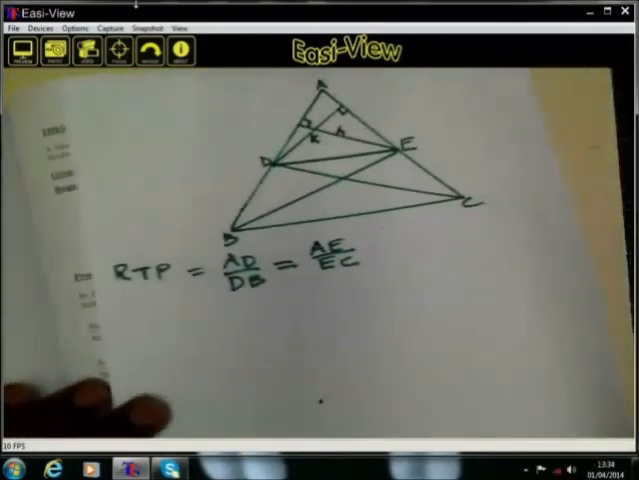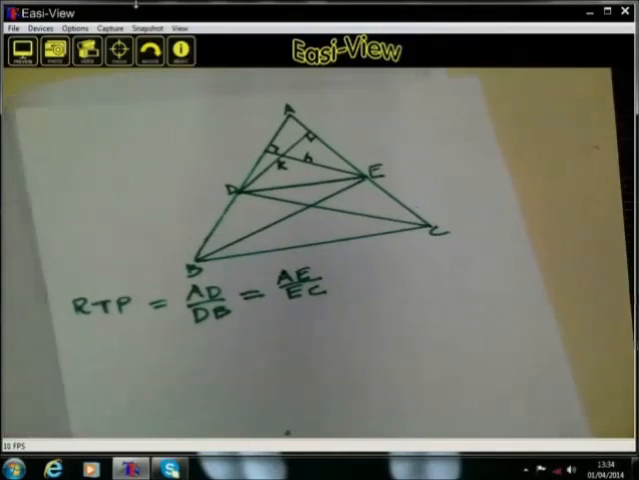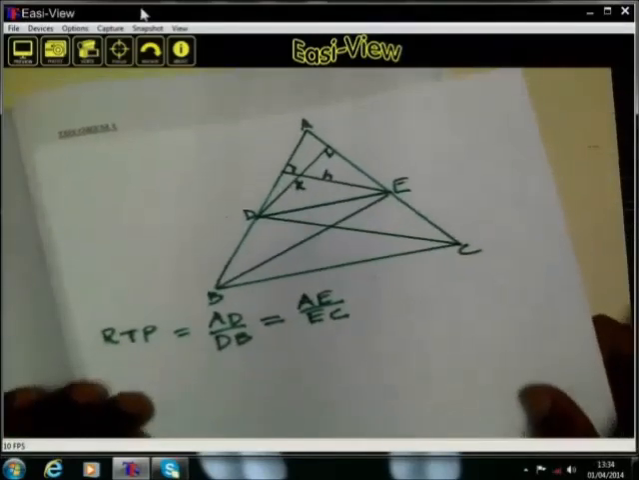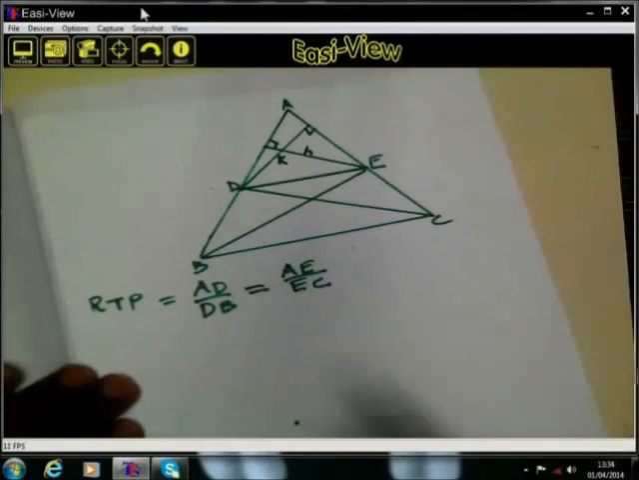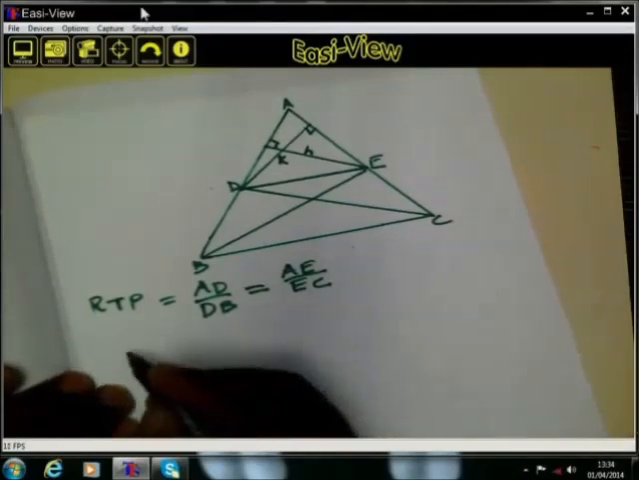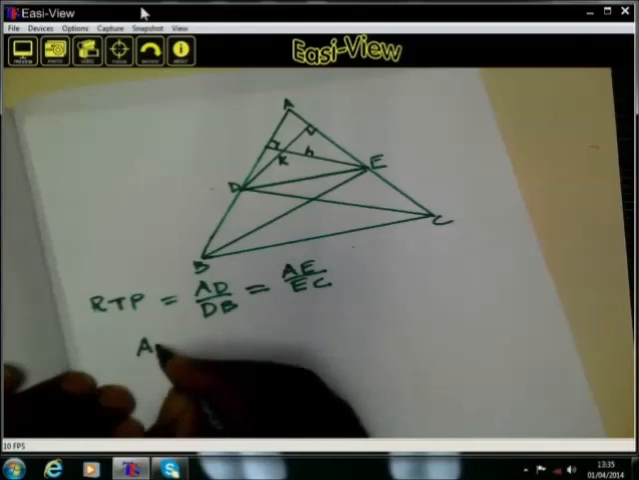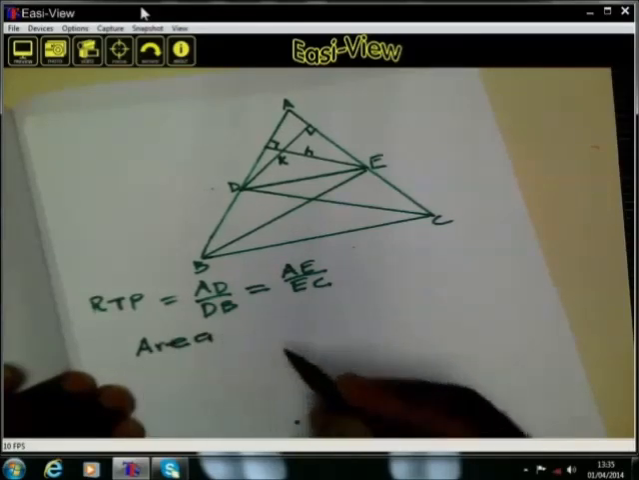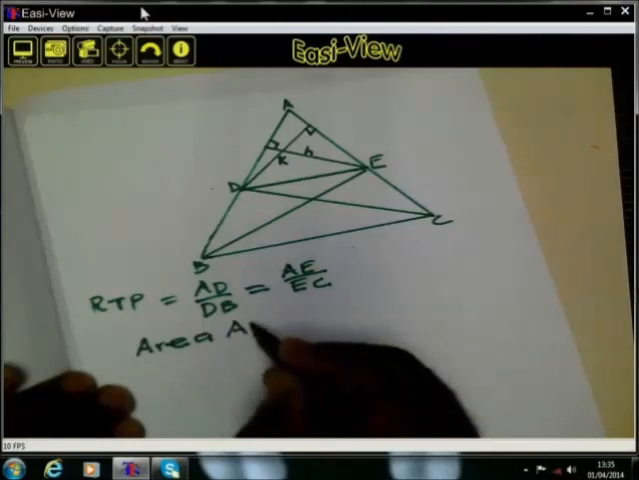Fine. Now let me go to my first proof. With my first proof, I want us to look at the area of triangle ADE. I don't want us to go the book way, guys. Let's quickly define what the area of triangle ADE is all about. Area of triangle ADE.